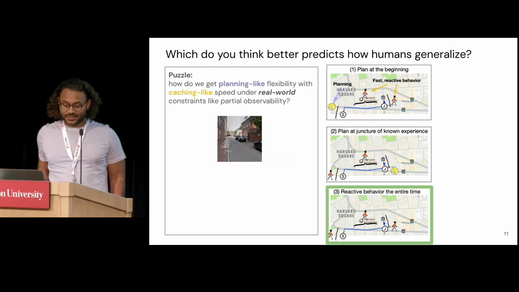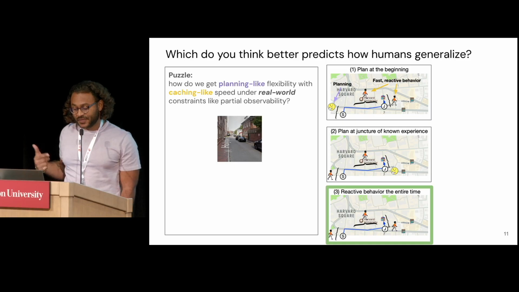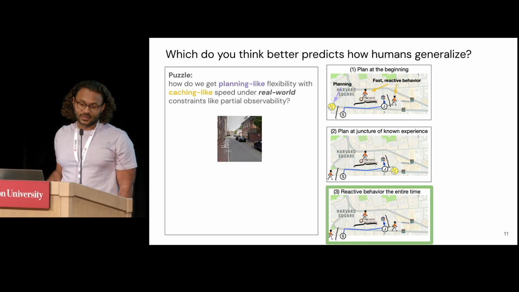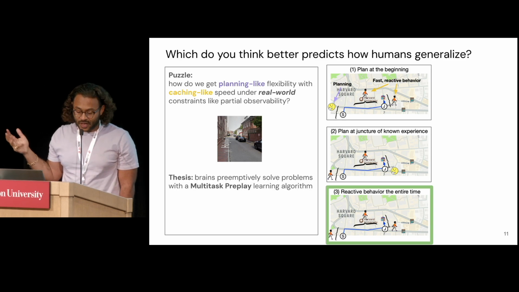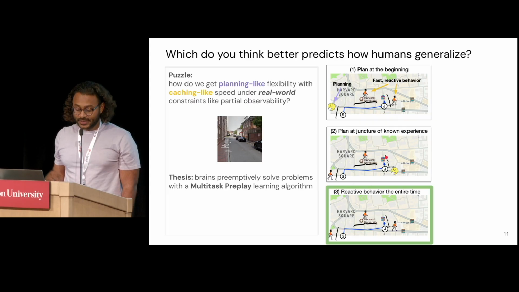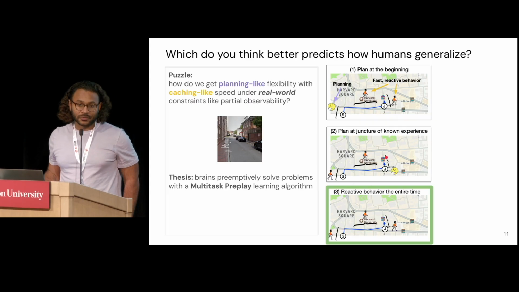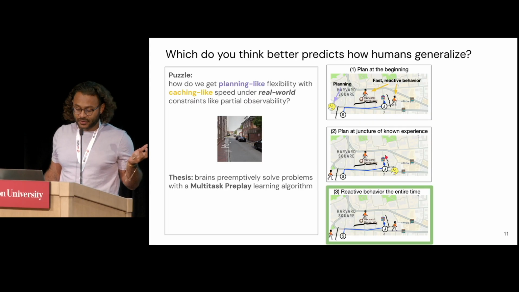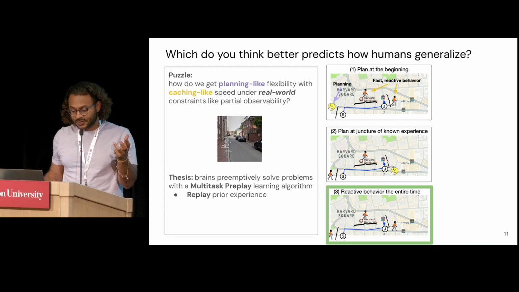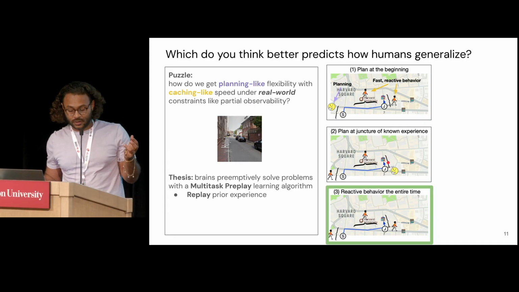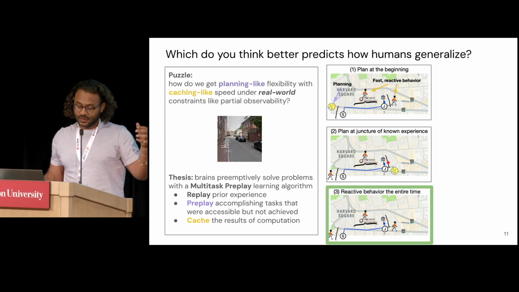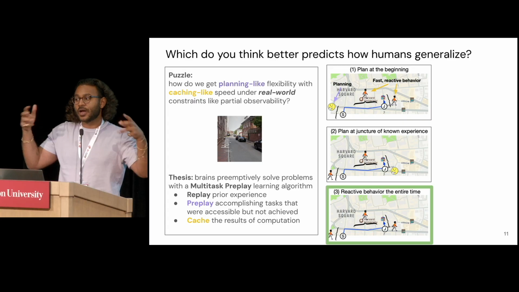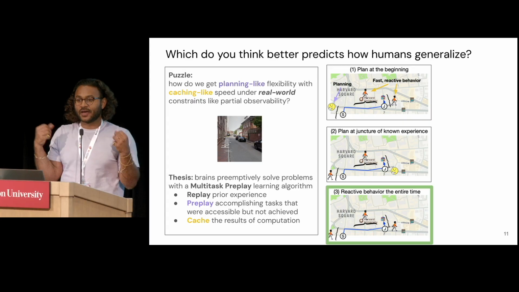So this gives a puzzle. How do we get planning-like flexibility with caching-like speed under real-world constraints like partial observability? I'll tell you the thesis of the talk, and the punchline is that brains preemptively solve problems with a multitask pre-play learning algorithm. We replay prior experience, let's say going here, and then we pre-play, accomplishing tasks that were accessible but not achieved, and then we cache the results. And so by preemptively learning about tasks, we have that available later on.